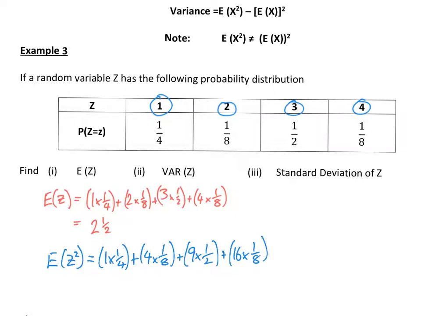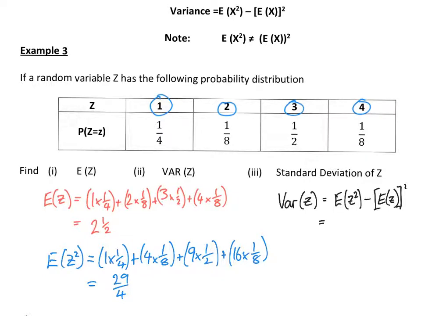And when we work through that, then we get that the expected value of z squared is 29/4. Now, to get the variance, we know the variance of z is equal to the expected value of z squared minus the expected value of z all squared.